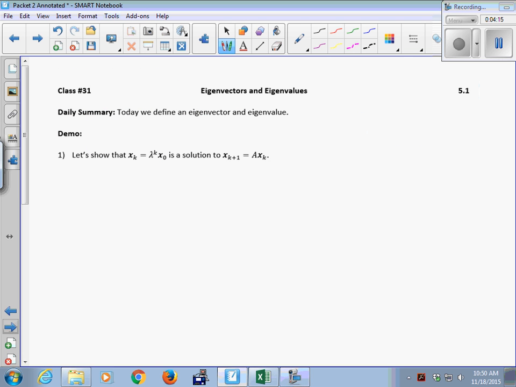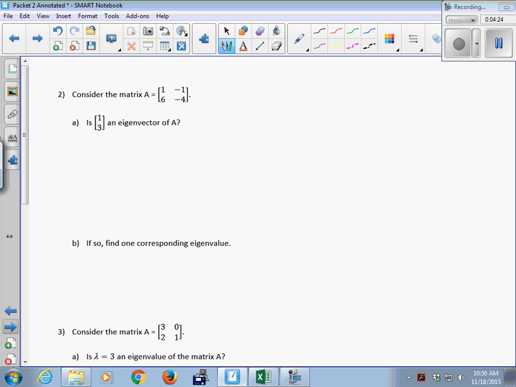My first part of the demo was actually to justify that, but I'm going to save it because it's pretty theoretical. What I'd like to do is jump to number 2 first, because it's more like, let's just think about the definition of eigenvector and eigenvalue. Is (1, 3) an eigenvector for the matrix [1, 6; -1, -4]? Let's write down the definition of an eigenvector. It's a solution to Ax equals lambda x. x would be your eigenvector.